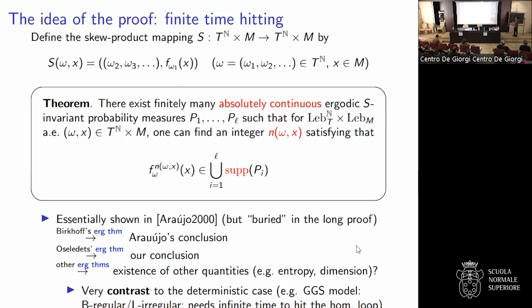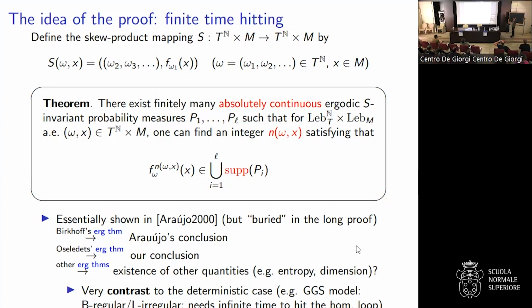If I draw it again, if you introduce a skew product map like this, then you can find invariant probability measures in the usual sense, finitely many invariant measures. And for any point, your orbit lands in one of these. So if you apply Birkhoff's ergodic theorem, you get Araujo's condition. If you allow the oscillated ergodic theorem, you get our conclusion. Only that.